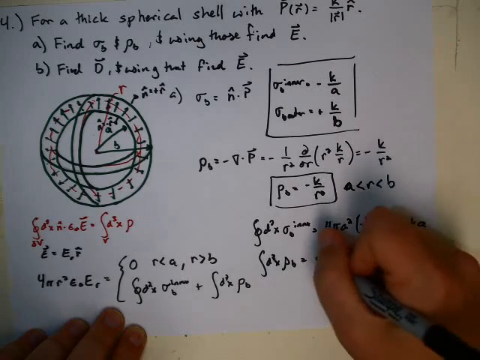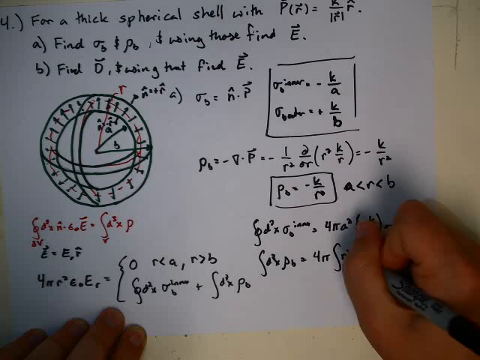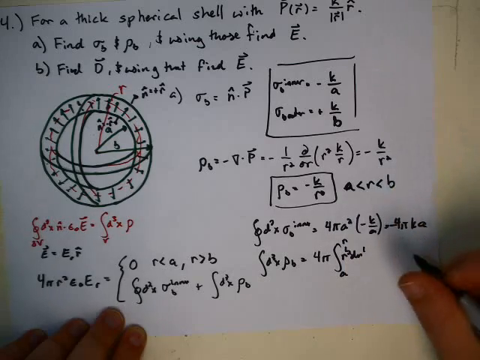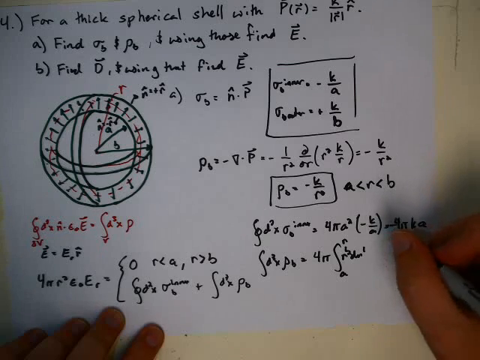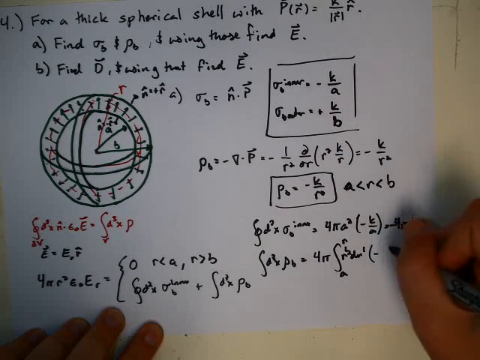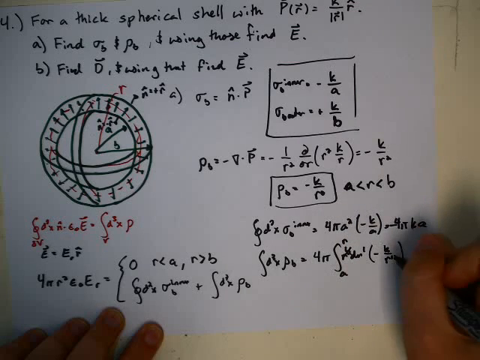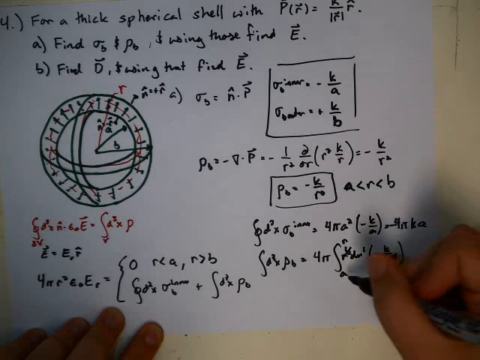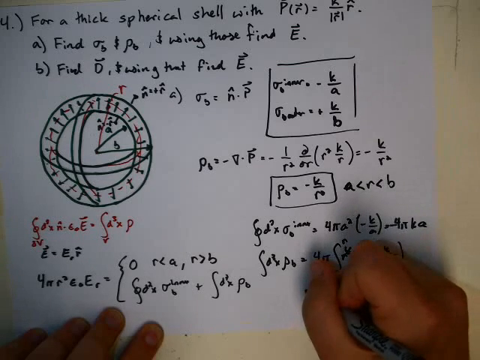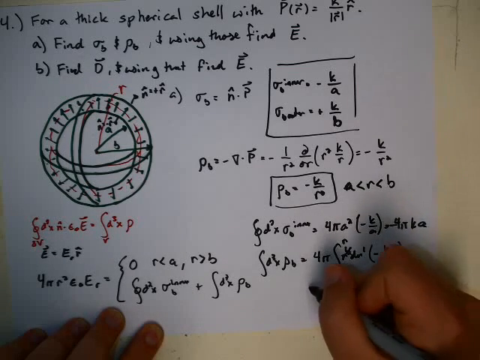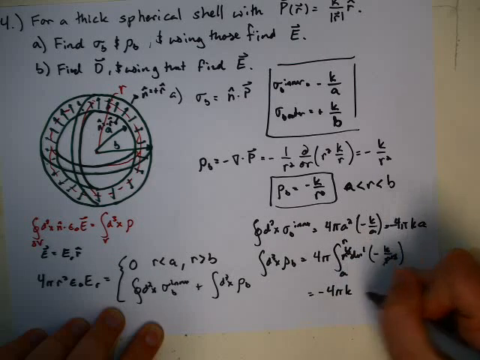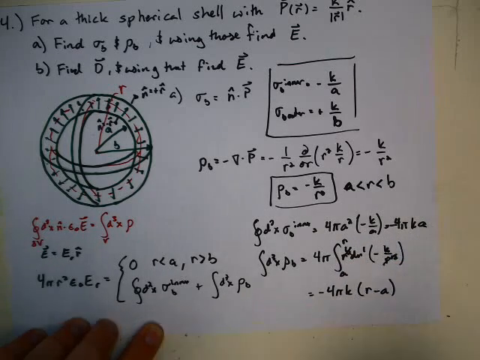So that's what our integral is going to be over, so I'm going to get 4 pi integral r prime squared dr prime, from a to little r. And then I have to plug in minus k over r prime squared. Okay, so the r prime squareds are going to cancel, and my integral is just going to be r minus a. And so this is, of course, going to be equal to minus 4 pi k (r minus a).